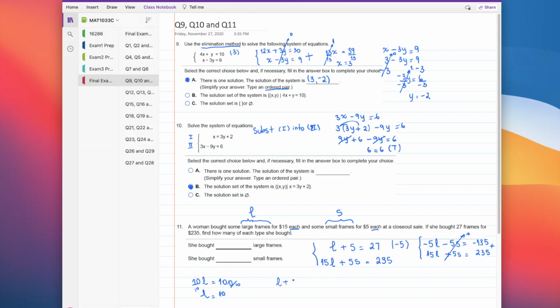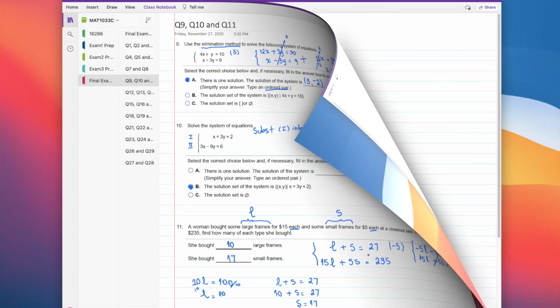Then L plus S is 27 frames. If L is 10, how much is S? S has to be 17 to make the total. So the woman bought 10 large frames and 17 small frames. I hope that you can quickly read the problem and identify the two equations for the system.